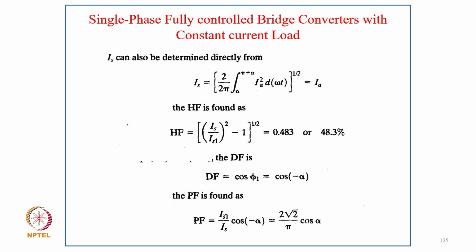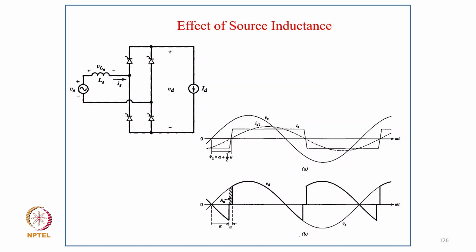So Is can be determined directly from Is equals (2/2π ∫ from α to 2π + α of I² d(ωt))^(1/2), that is Ia. Harmonic factor is ((Is/Is1)² − 1)^(1/2), that is 0.483 or 48.3%. Displacement factor is equal to cos φ1, that is cos(−α), and power factor is Is1/Is cos(−α), that is 2√2/π cos α.